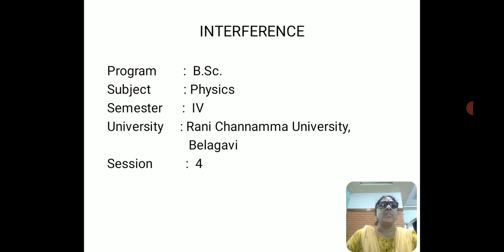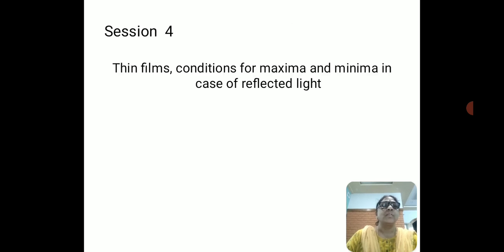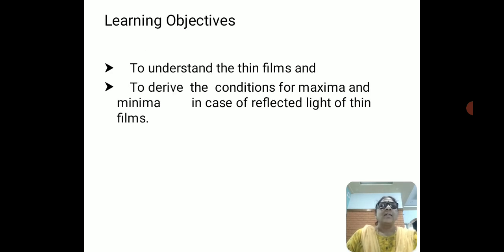This session 4 consists of thin films, conditions for maxima and minima in the case of reflected light. The learning objective of this session is to understand thin films and to derive the condition for maxima and minima in case of reflected light of thin films.